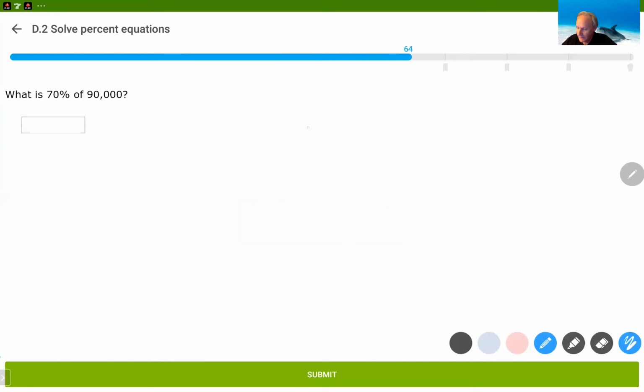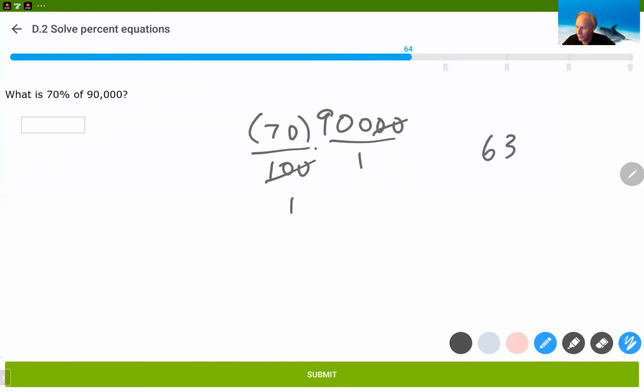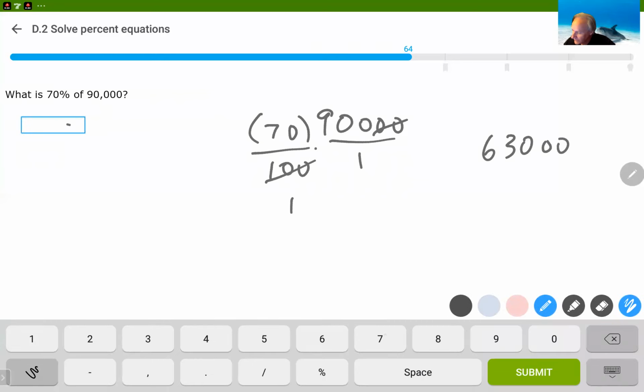70% of 90,000. So we're going to take 90,000 and multiply it by 70 over 100. So many ways to go. I think I might do it like this. This 100, this is being multiplied, by the way. This 100 cancels out 2 of these. And 70 times 900 is 63 with 1, 2, 3 zeros. It seems reasonable. 63,000 is most of 90,000, which is 70%.